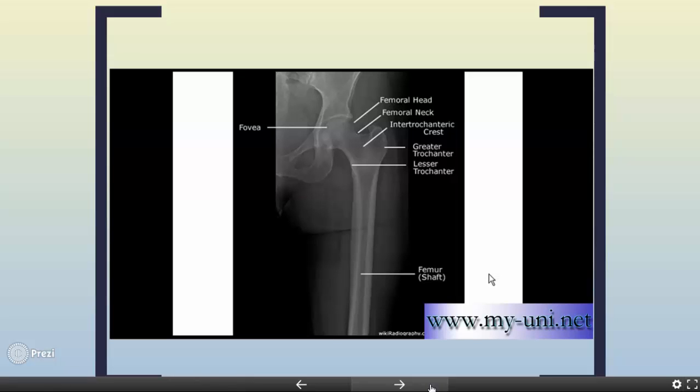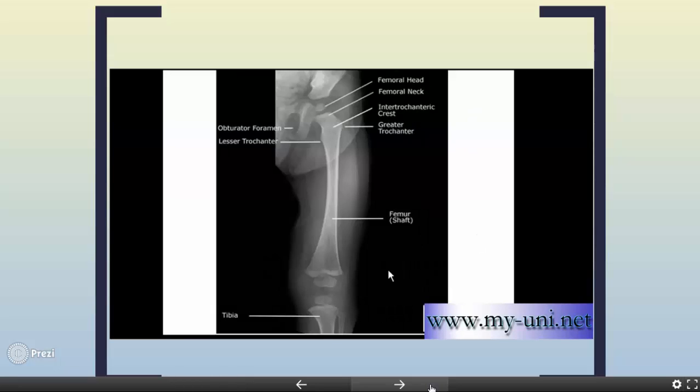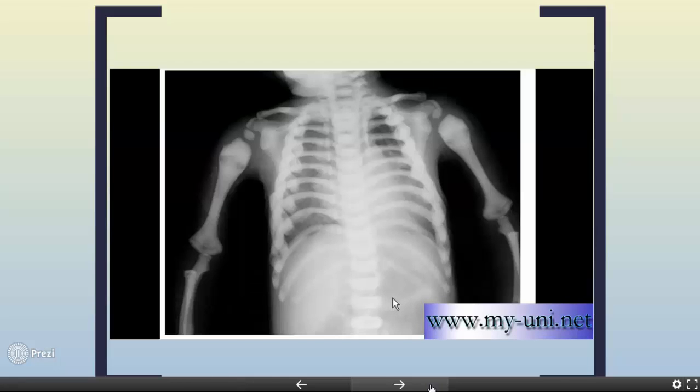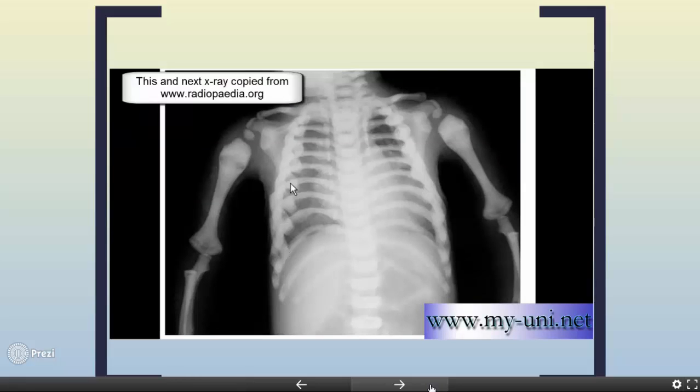Let's look at another femur X-ray in a child. Again, normal bone density, and there is a very clear corticomedullary differentiation. This is the medial cortex, this is the lateral cortex, and there is medullary cavity in between. Now look at this chest X-ray. Look at the ribs, posterior ribs, anterior ribs, long bones, and the other bones that are visible.